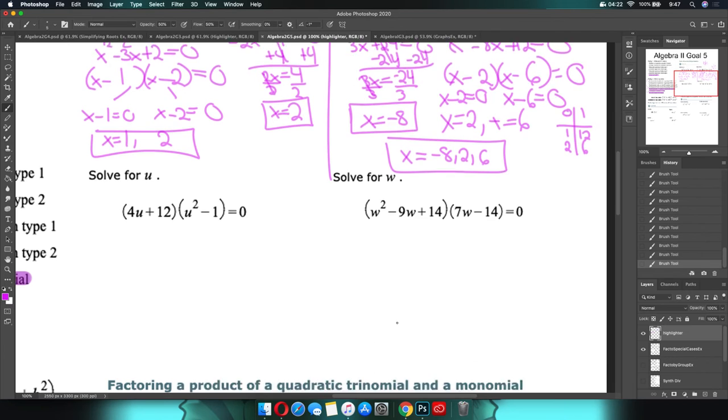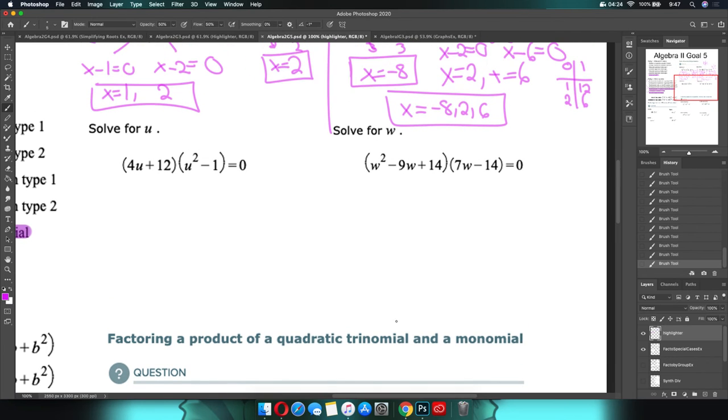Next up, new set. Scroll up. All right, what do we have here? We have 4u plus 12 equals 0, minus 12, 4u equals negative 12, divide by 4, u equals negative 3. That's one of them. This one, u squared minus 1 equals 0.